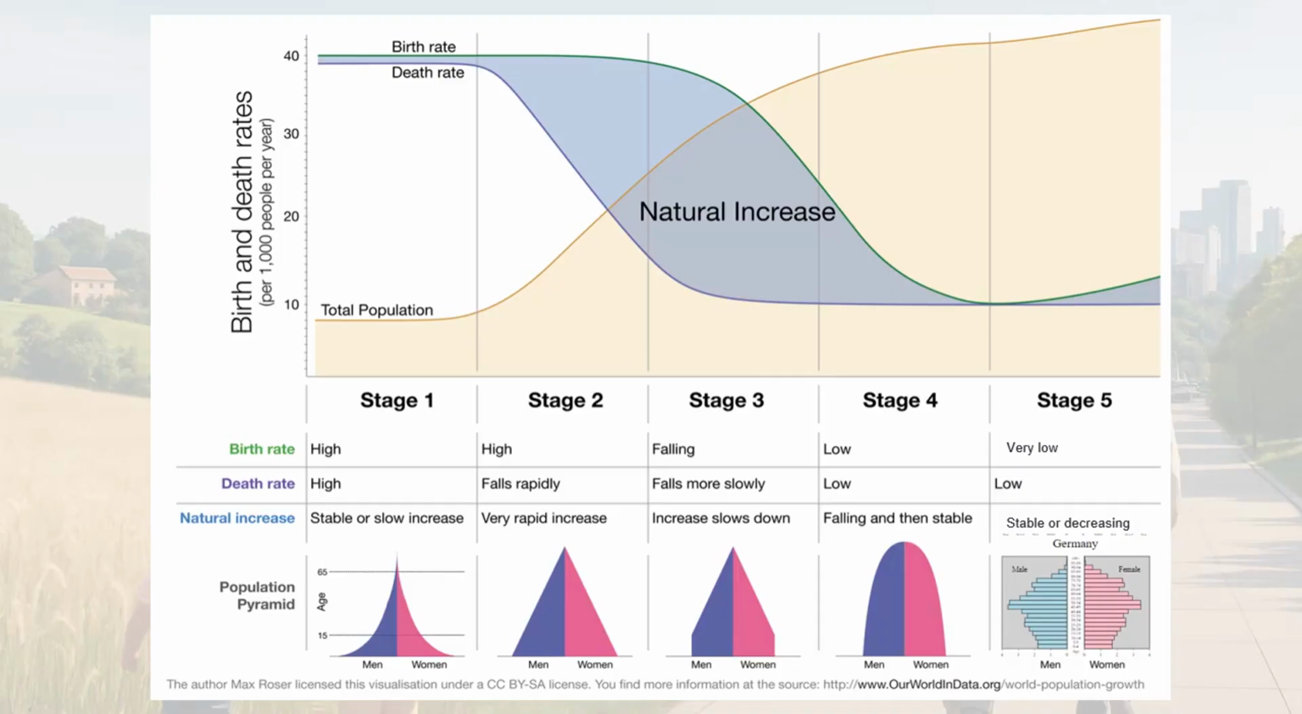Down below, the population pyramids give us a snapshot of what each stage looks like. A wide base in stage 1 and stage 2, a more balanced triangle in stage 3, a narrow base with aging populations in stages 4 and 5. This slide is a great summary, kind of like the cheat sheet of the DTM. Keep this mental image handy because now that we've walked through each stage, you'll be able to use this model to understand where different countries fit today and why their populations look the way they do.